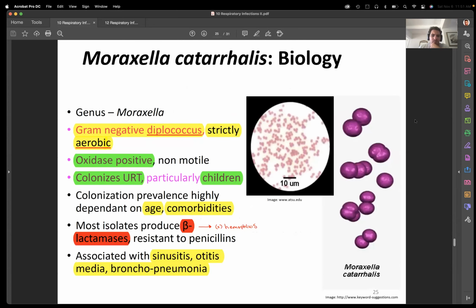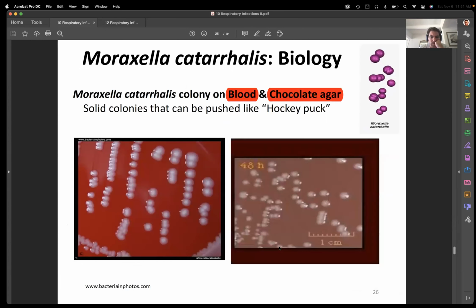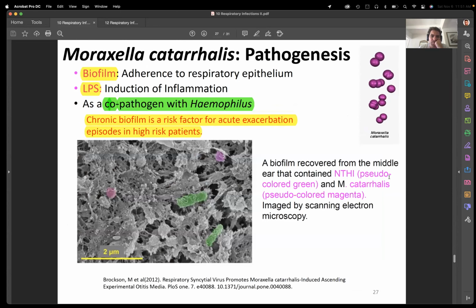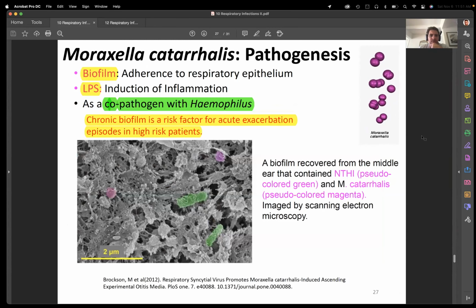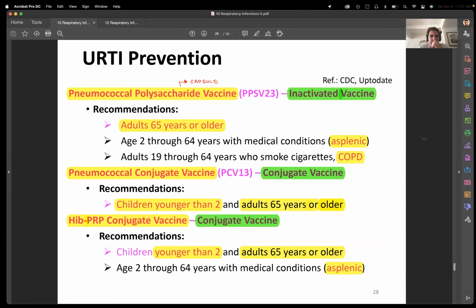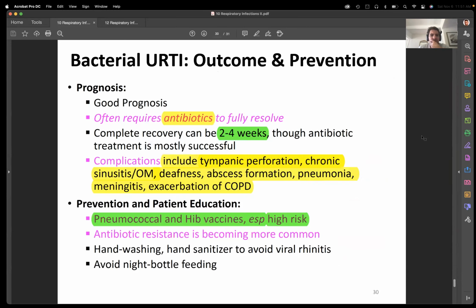All right, a little bit less important, Moraxella, gram-negative diplococcus, children, yeah. Grows on blood agar and chocolate agar. Oh, hockey puck. Yeah, that may be important to know. Yeah, I think they said something about that, actually. Okay, what else? Vaccines that are to be known for it.